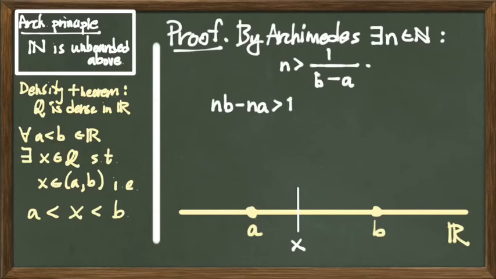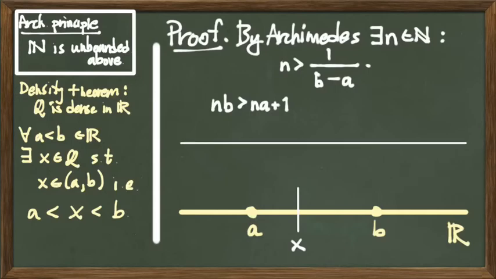Or maybe another way to say this is to move the na to the other side so that nb is greater than na plus 1. And so here's a little inequality. It's equivalent to our statement that we got from Archimedes. So what I'm going to do is set up an alternative number line up here, an alternative copy of the reals. And in this alternative copy of the reals, we have a number nb, and we have a number na plus 1.